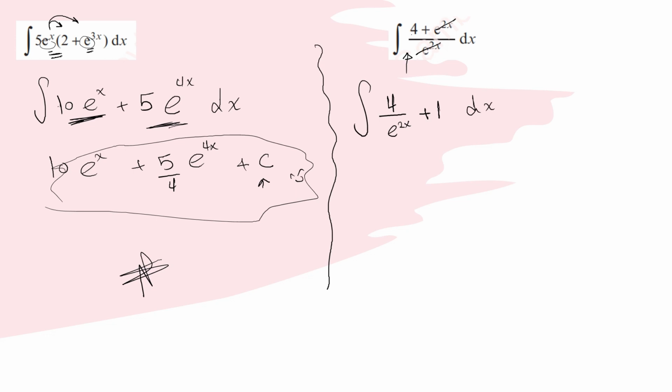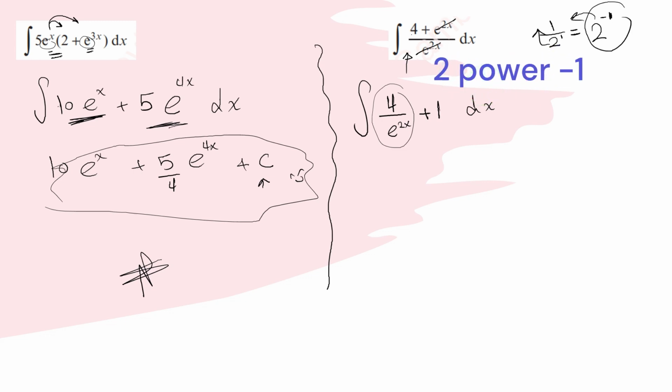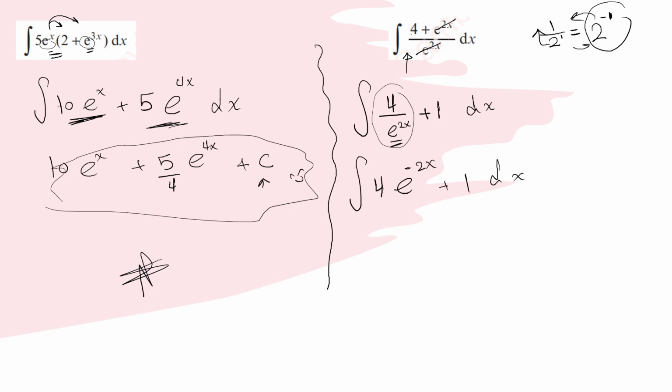Wow. Okay, I'm still stuck here because we have a fraction. We know that if we want to write 1 over 2 without a fraction, we need to write it as a denominator. Here, 2 is already power 1. To write it in the numerator, we use a negative sign for the power. It will be 2 power negative 2. It's the same. So here, we can write it as 4 e power negative 2x plus 1 dx.